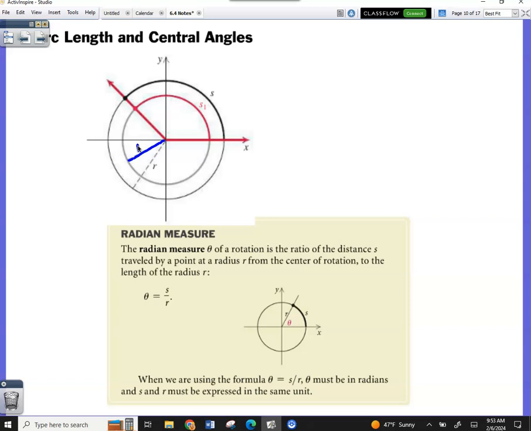Okay, so this is the unit circle radius, and if you trace it, it goes all the way around and creates that inner circle. And then this is just a random circle, not unit. That's why it says what?